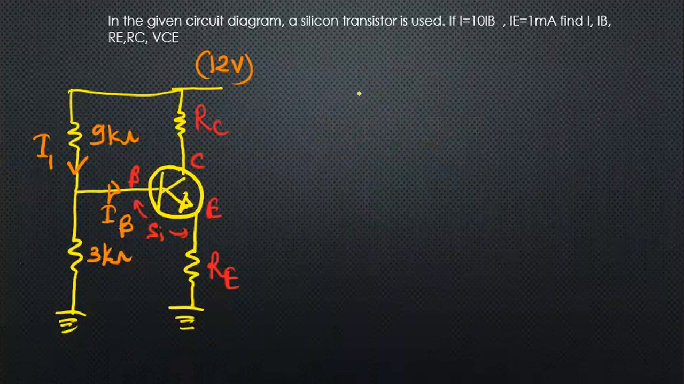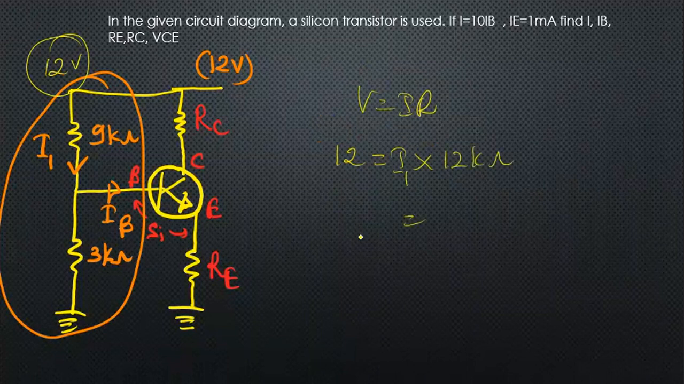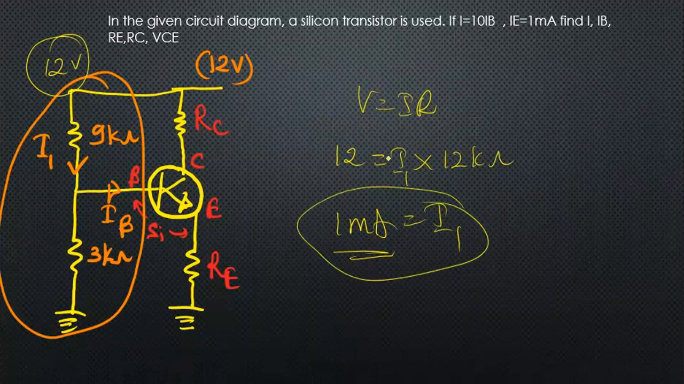So let's try to find I1. We can apply V equals IR for this circuit part. Here the potential is 12 volt. So 12 equals I1, the current going down, times the total resistance, which is 12 kilo ohms. So 12 divided by 12 kilo ohms is 1 milliampere. I1 equals 1 milliampere.